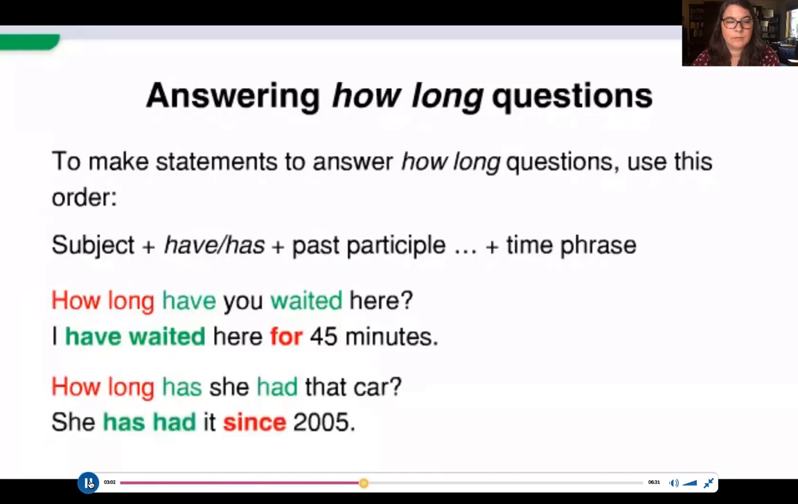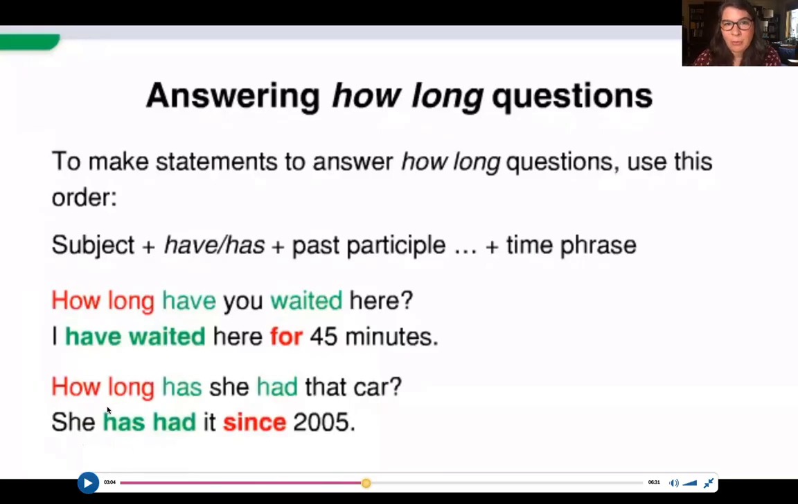She has had it since 2005. Okay, here the subject is she. So we can't say have, it needs to be has. She has had. That's the past participle of the verb to have. If you look right here, we have has and had. It's the same verb to have, but different functions.